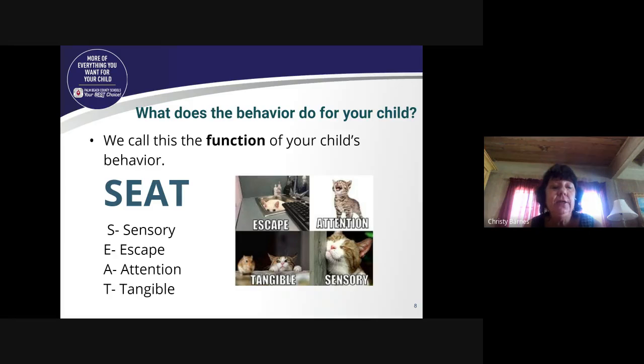And then we have attention. Our children do a lot of things for attention. And remember, even if they're exhibiting negative behavior and you're giving them attention, you're just reinforcing that behavior. And then there's tangible. They want stuff, whether it's a toy, an iPad, a game. So they want their stuff, and that's the T for tangible.